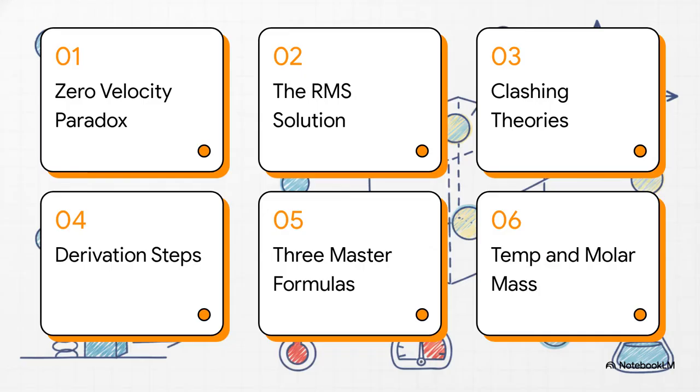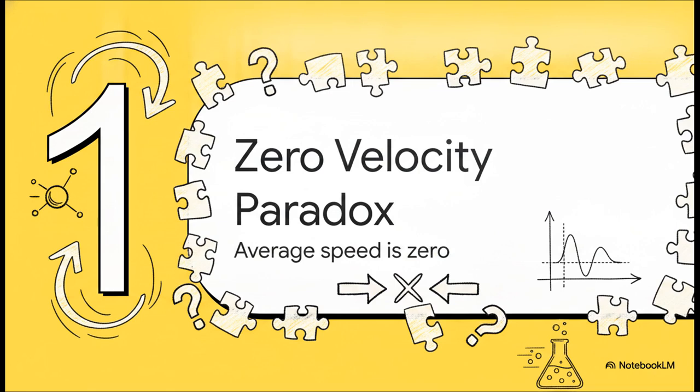Okay, so here's our roadmap for today. We'll start with the zero-velocity paradox, uncover the clever RMS solution, and then clash two major physics theories together. After that, we'll walk step-by-step through the derivation, unlock the three master formulas, and finally, connect the whole shebang to temperature and molar mass. All right, Section 1, the zero-velocity paradox.